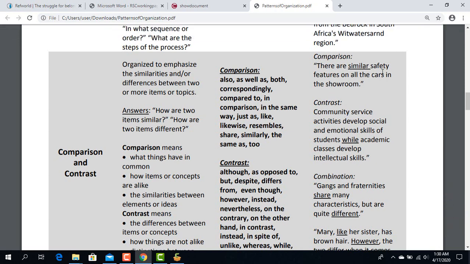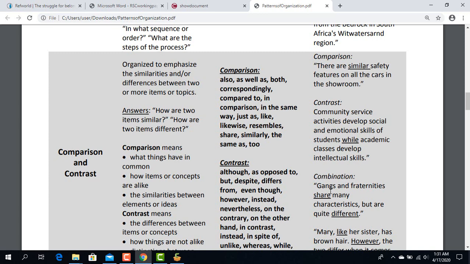There are similar safety features on all the cars in the showroom, and of course you're going to discuss the similar safety features in this paragraph, so this is comparison. Contrast: community service activities develop social and emotional skills of students, while academic classes develop intellectual skills. So we're going to discuss these different skills in this paragraph, and this is contrast.